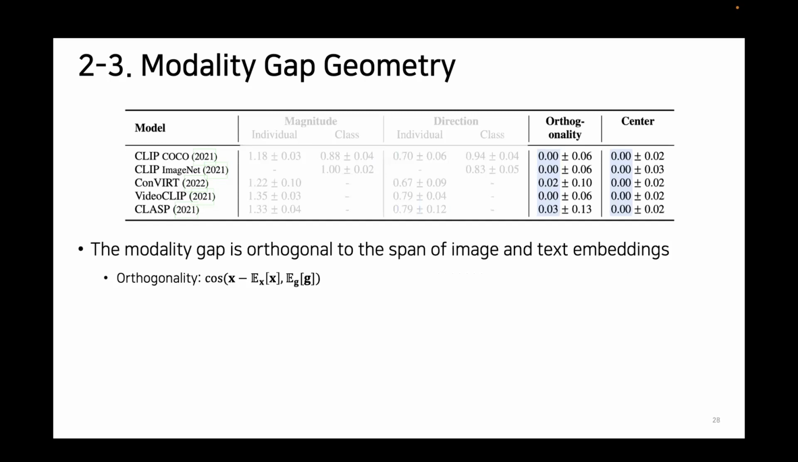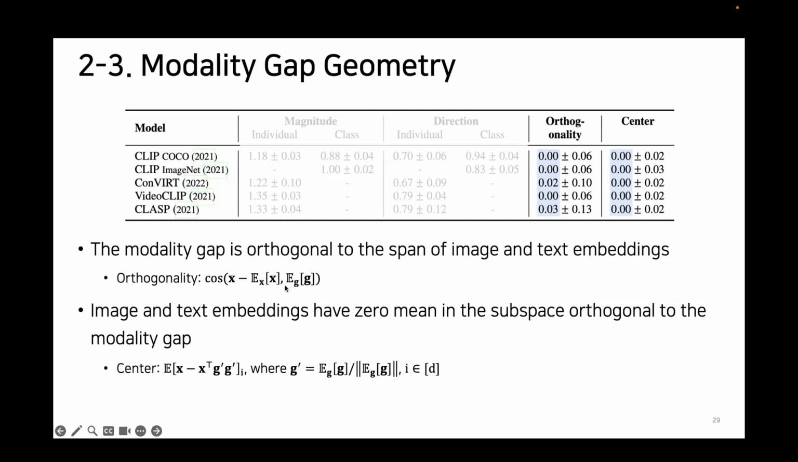And then, your voice is diminishing. Sorry. And then the modality gap is orthogonal to the span of image and text embedding. The orthogonality is defined as follows. This first part, x minus expectation of x, can be considered as the span of image, and g is the modality gap. So when this value is 0, then we can consider the modality gap is orthogonal to the span of the embeddings.